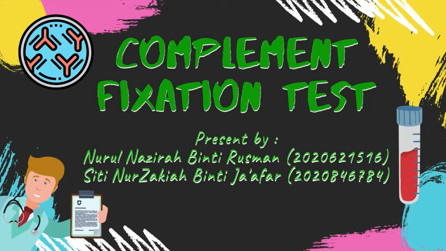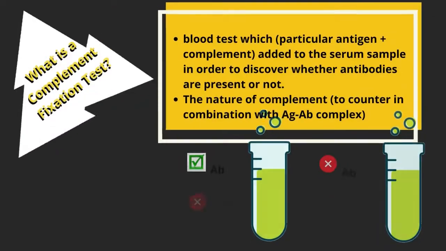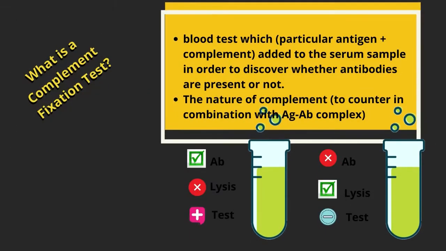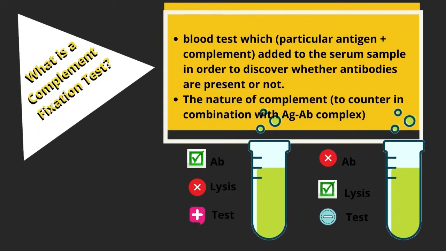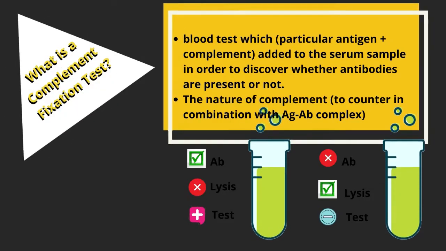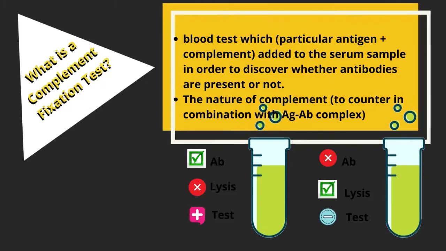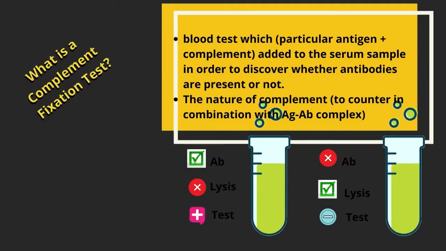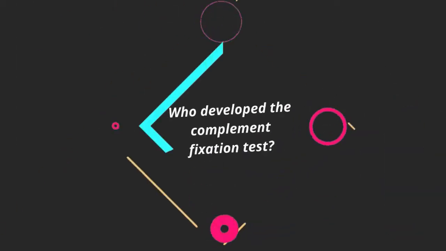Today, our group will show the complement fixation test. What is a complement fixation test? It is a blood test in which a serum sample is added to a particular antigen and complement to discover whether antibodies to that particular antigen are present. The nature of complement is to react in combination with the antigen and antibody complex.